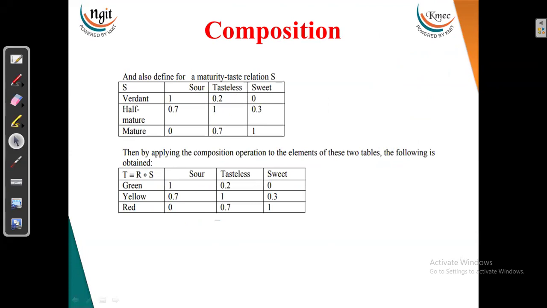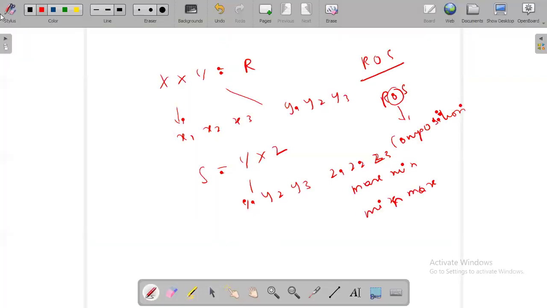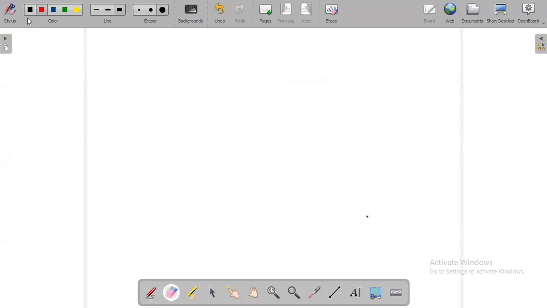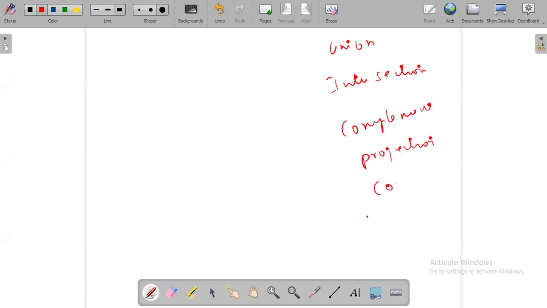So this is done. What we have discussed: we found the union, intersection, then complement, then we have done projections and composition. So this is our session. I hope you will practice all the examples. Okay, thank you.